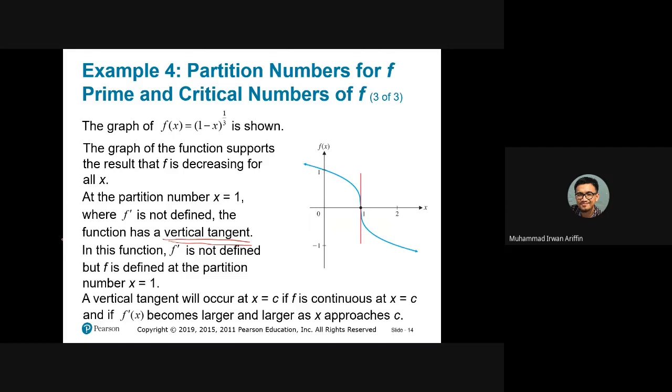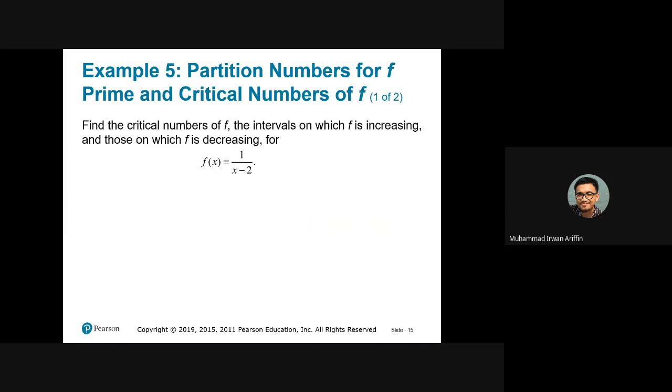Take note of this statement here. A vertical tangent will occur at x equals c, any real number, if the function is continuous at x equals c, and if f prime of x becomes larger and larger as x approaches c. As you can see, the slope here becomes bigger and bigger, steeper and steeper. Another example: partition numbers for f prime and critical numbers for the function.